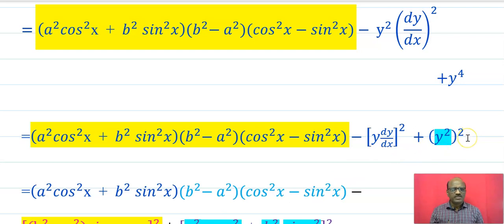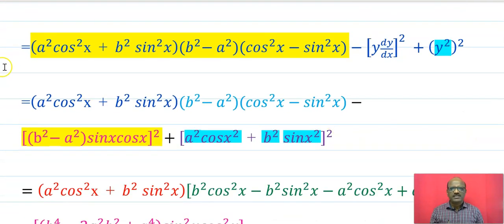Y square and bracket raised to 2. Now see this here again. a square cos square x plus b square sin square x. In the next bracket, b square minus a square as it is, cos square x minus sin square x, again as it is. And here is the term.